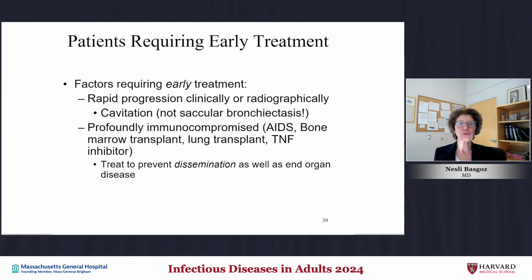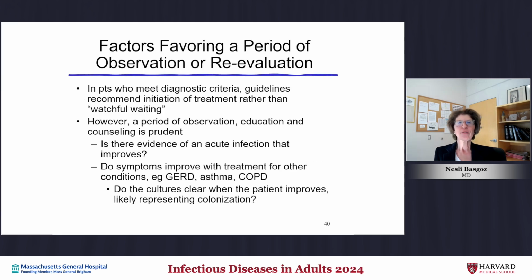Patients requiring early treatment are those with rapid progression clinically or radiographically, and that includes cavitation. Be careful that it's not saccular bronchiectasis. Also the profoundly immunocompromised patients we all see. And in these patients, treatment is to prevent dissemination as well as end organ disease. But they are the minority of patients.